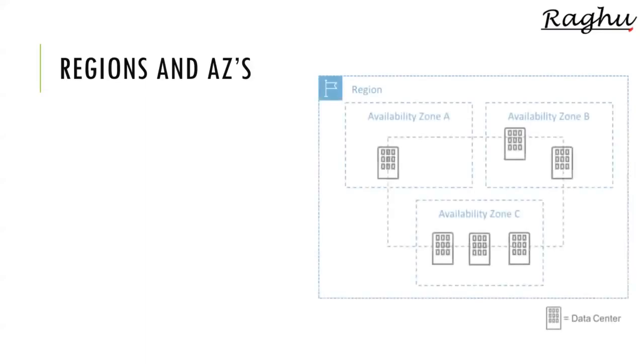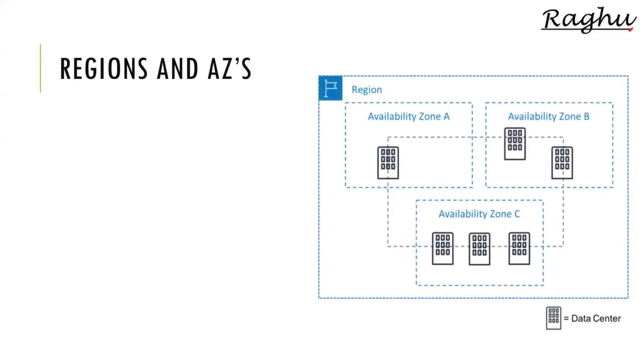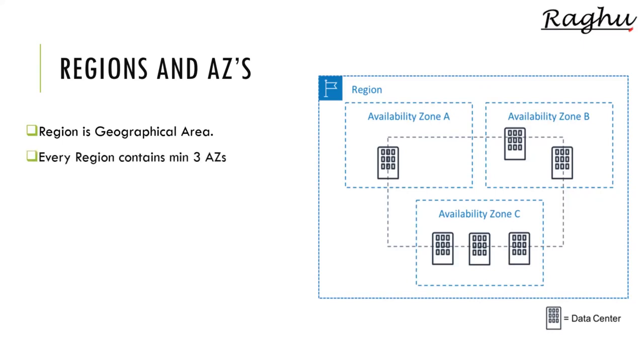Okay, so we have seen regions and availability zones. Observe, a region is a physical location in a country. Availability zones are multiple data centers separated with a distance and connected. Every availability zone internally contains a data center or a physical machine. It's a physical machine. Availability zones are given with symbols A, B, C. Every region is actually a geographical area. A region contains a minimum of 3 AZs, or availability zones. Every availability zone contains data centers.